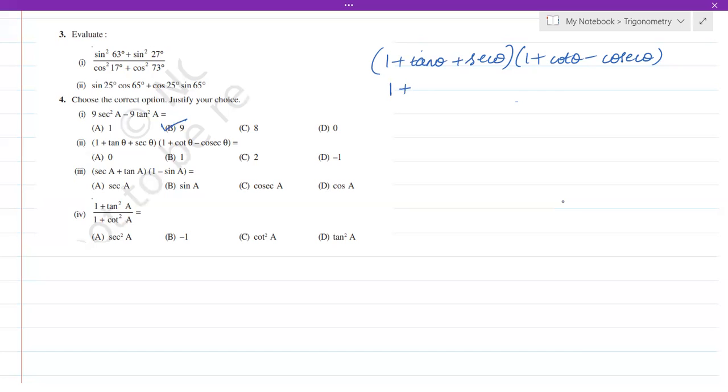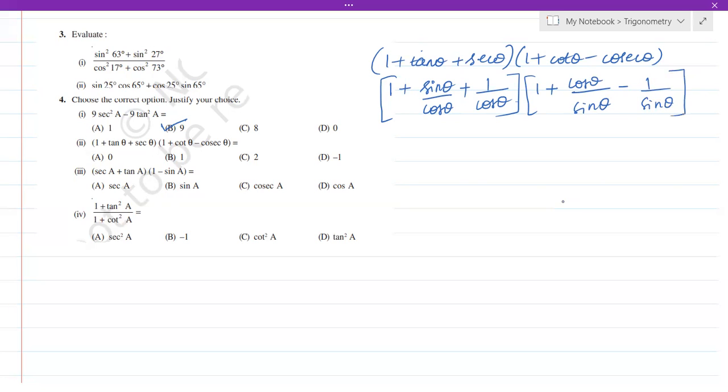If you remember, tan theta, that is the quotient relation, can be written as sine theta by cos theta. Plus secant theta, using the reciprocal relation, can be written as 1 by cos theta. Very, very important, the reciprocal relations and the quotient relations. Please recall that. Cot theta can be written as cos theta by sine theta, minus cosecant theta can be written as 1 over sine theta, because cosecant theta and sine theta are reciprocal to each other.